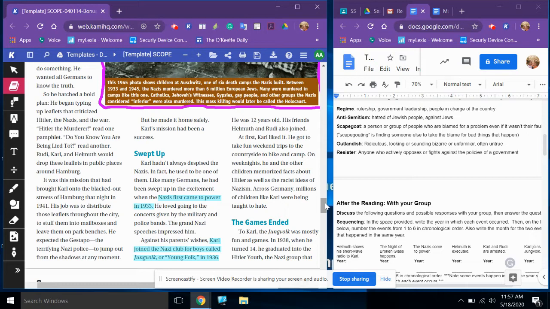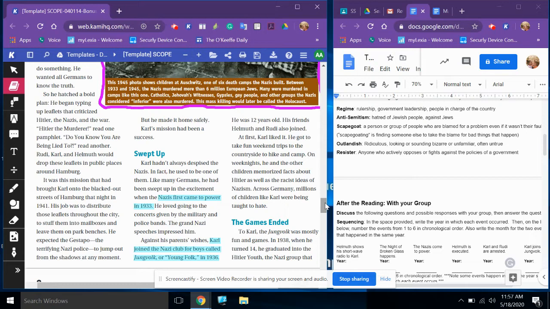Swept up. Carl hadn't always despised the Nazis. In fact, he used to be one of them. Like many Germans, he had been swept up in the excitement when the Nazis first came to power in 1933. He loved going to concerts given by the military and police bands. The grand Nazi speeches impressed him. Against his parents' wishes, Carl joined the Nazi club for boys called Jungvolk, or Young Folk.